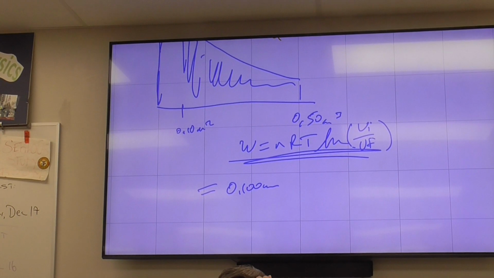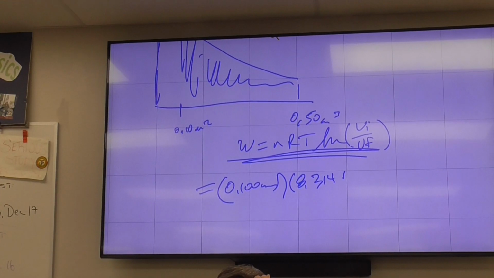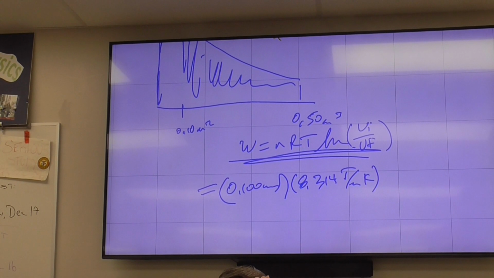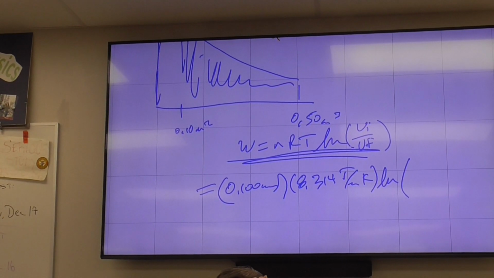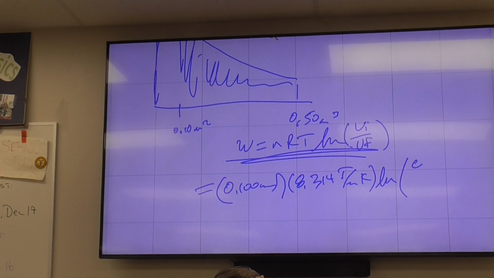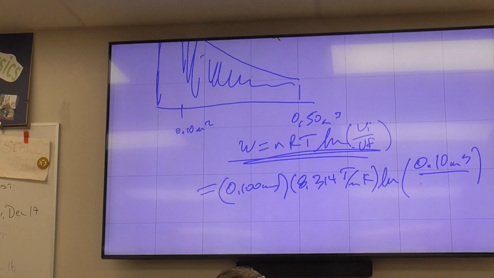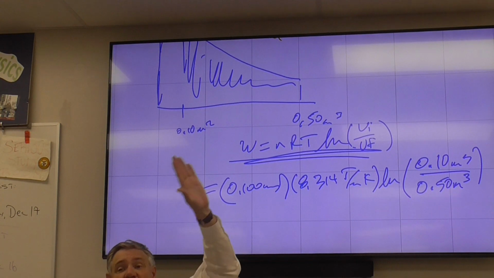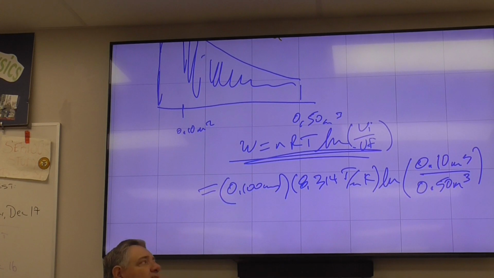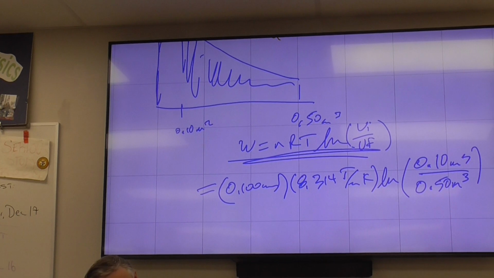So in this situation, we're going to take 0.1 moles times 8.314 joules per mole Kelvin. And then the natural log, now don't touch a calculator. My initial volume was 0.1 cubic meters, and my final volume is 0.5 cubic meters. Step away from the calculators. I'm going to basically be taking the natural log of 1/5.